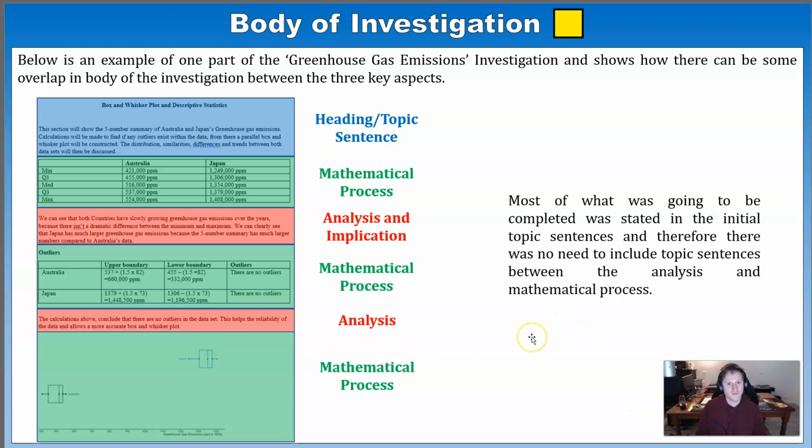Here's a second example for a greenhouse gas emissions investigation. Again, topic sentence, process, analysis and implication, back to a mathematical process, a further analysis, and another mathematical process. So here, there was no need to do a new topic sentence because these flowed from one to the next.